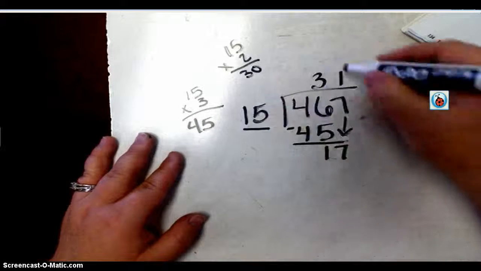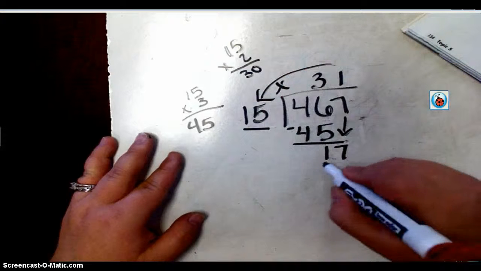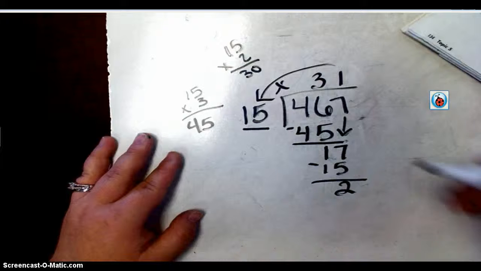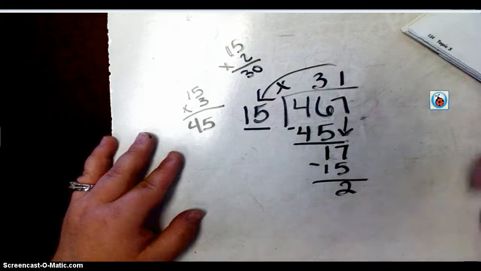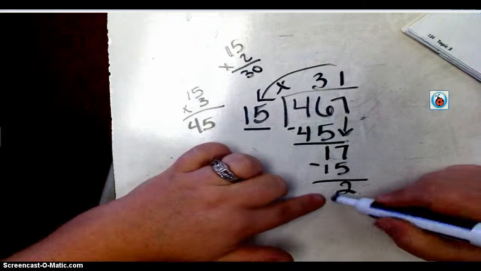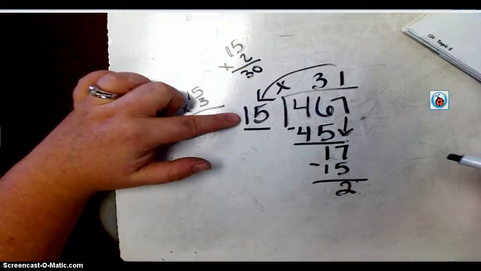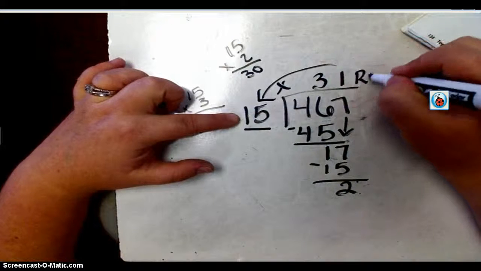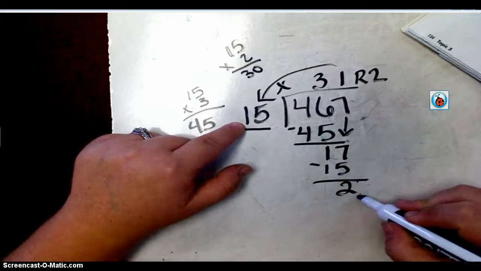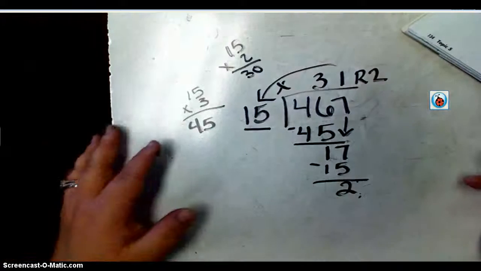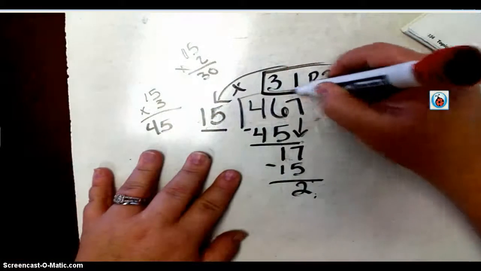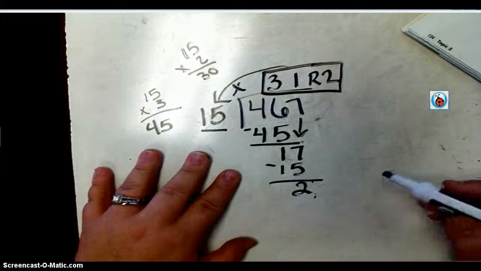1 times 15 is 15. I subtract and I get 2 left over. Okay, then I have to ask myself, is there anything left to bring down? No. Is my answer, or what I have left down here at the bottom, smaller than my divisor? If so, that becomes your remainder. If this number is bigger than the divisor, that lets us know there's an error somewhere in our multiplication or division. Okay, so we get a final answer of 31 remainder 2.